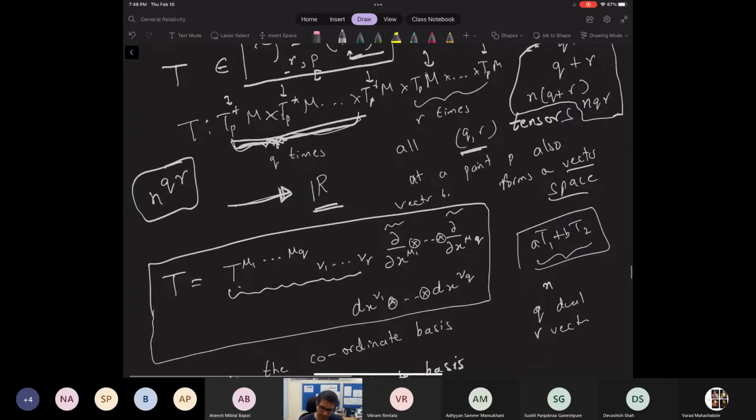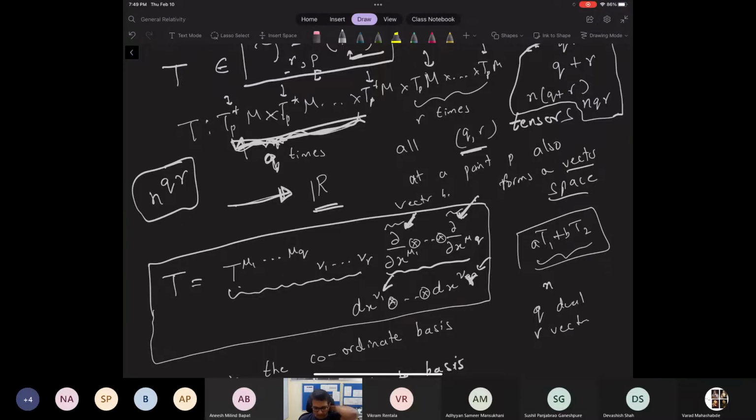Yeah. So if we take Q vectors, each of these will act on a particular dual vector, and it will reduce the rank of the tensor. All of them together, when they act on Q dual vectors and R vectors, will give me a number.